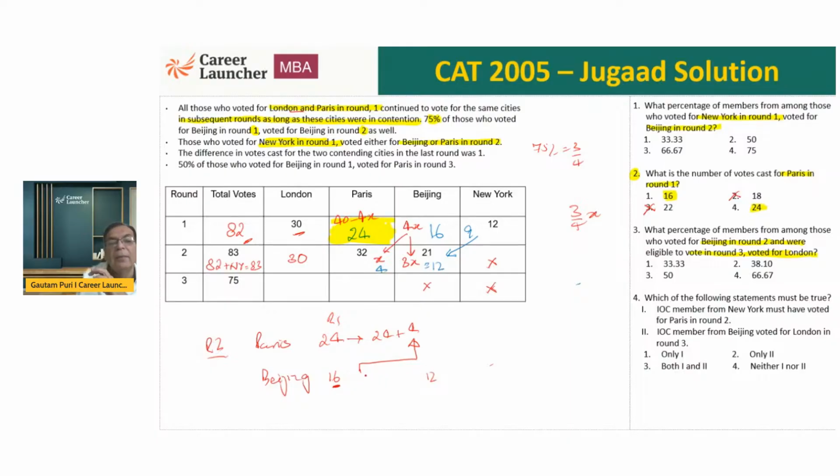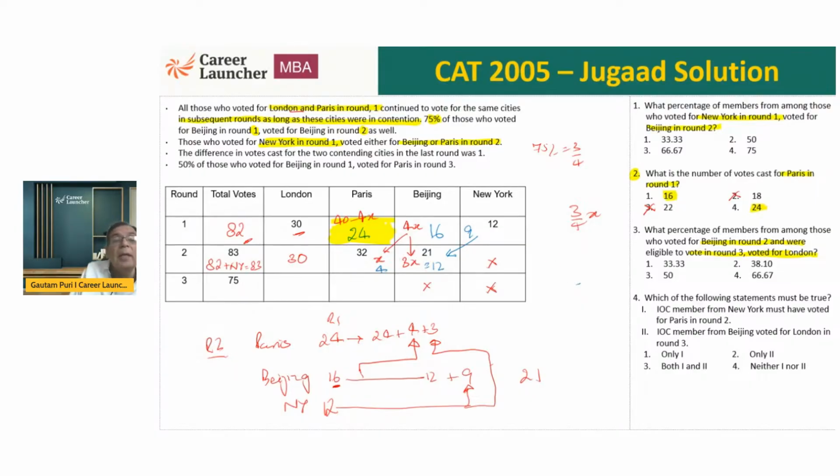And 4 went to Paris. Beijing has got 21 votes in round 2, 12 have continued. What is the remaining? It needs another 9. Where have those 9 come from? Those 9 have come from New York, which had 12 votes in round 1. Out of them, 9 have gone to Beijing, and the remaining 3 have gone to Paris. 24 plus 4, 28, plus 3, 31.